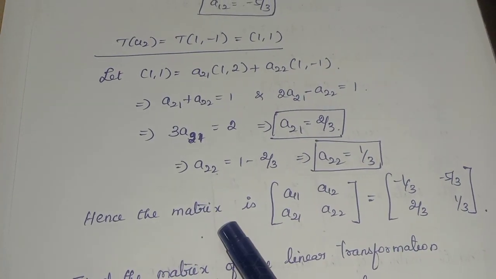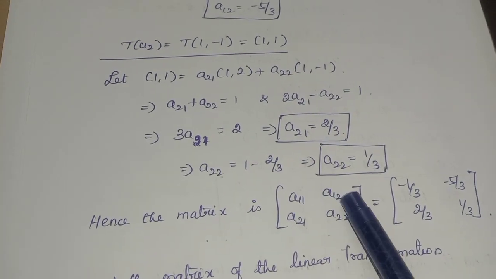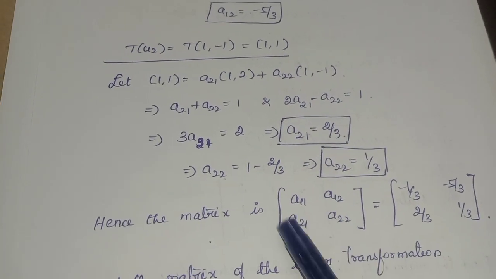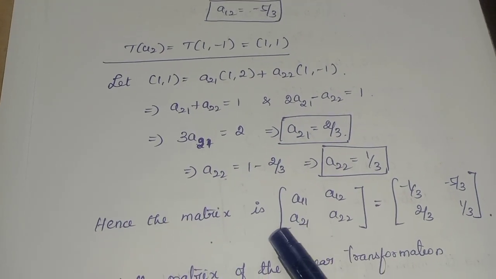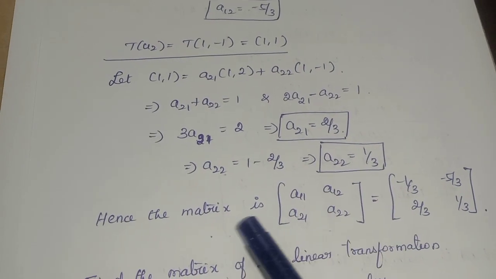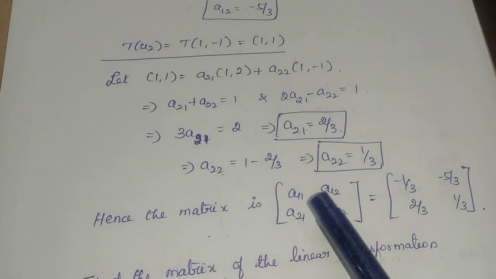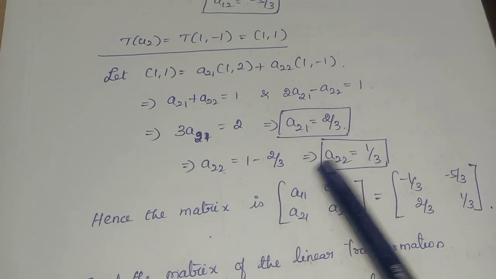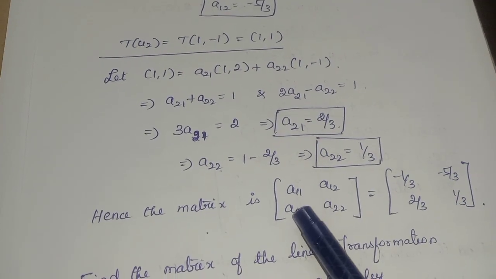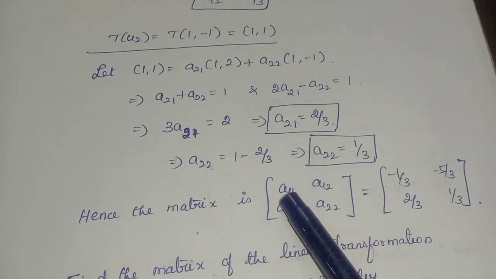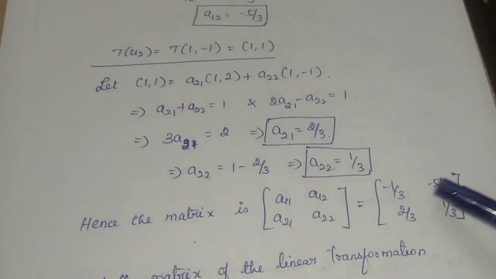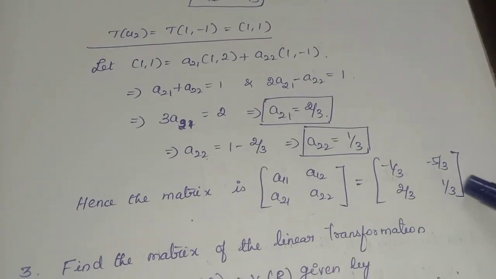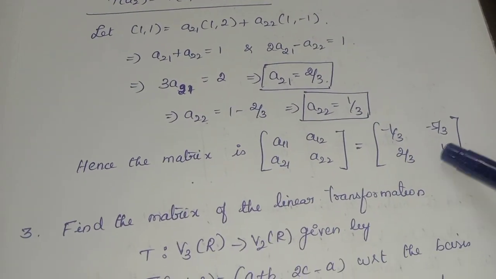So what is the matrix of the linear transformation? a11, a12, a21, a22. It is a 2 by 2 matrix, because this transformation maps V2 of R to V2 of R, no. So the domain is of dimension 2 and the range is also of dimension 2. So the required matrix is also a 2 by 2 matrix. Okay. So a11, what are the values we found out here? Minus 1 by 3, minus 5 by 3, and here 2 by 3, 1 by 3. So this is the required matrix.